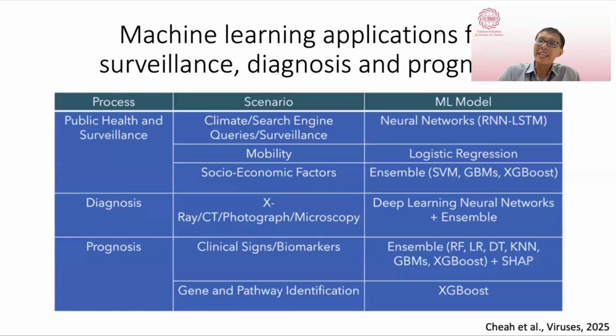So we were also rather interested to find out what are the machine learning models that are most applicable in terms of infectious disease research. We look at public health surveillance, diagnosis, and prognosis. This paper just came out earlier this week, and we found that a lot of these machine learning tools, including explainable AI, ensemble methods, which includes the random forest I described just now, and neural networks are very prevalent in terms of infectious disease research.